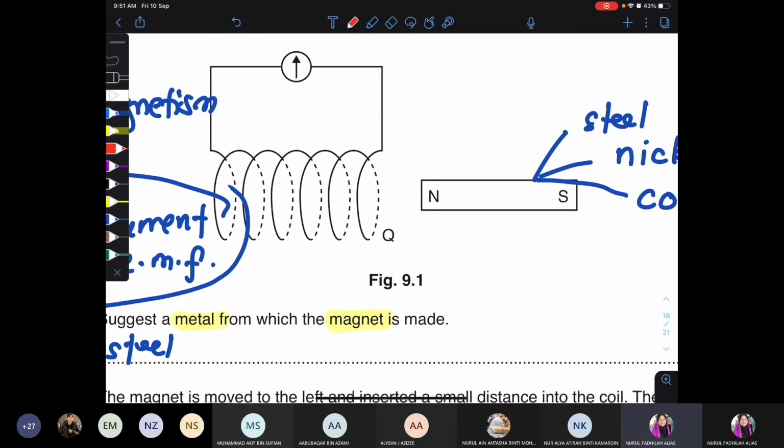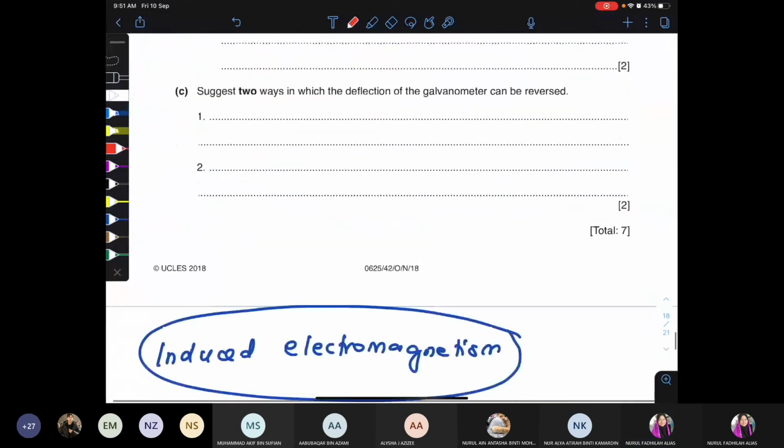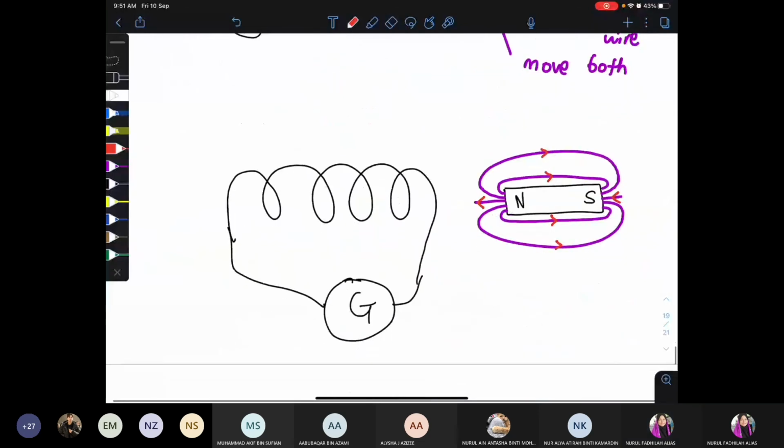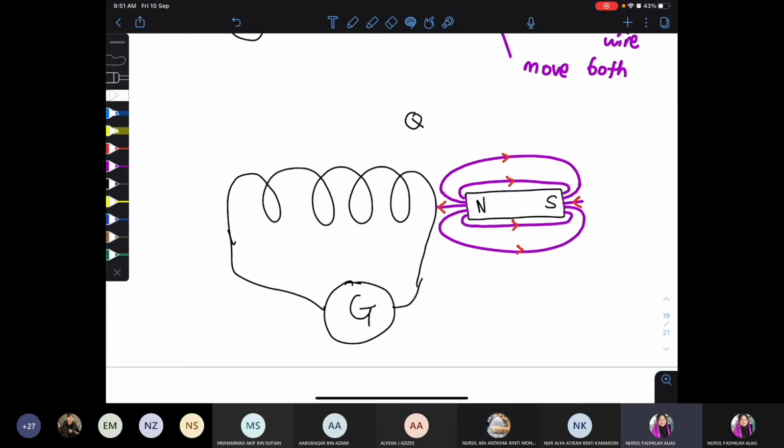North moves closer to Q. What happened? So this is our Q. Q jadi north or south? South. Yes, kita guna Lenz's law. Do you remember about Lenz's law?